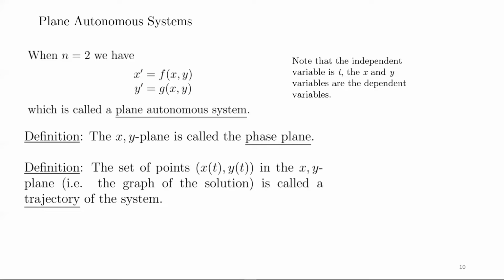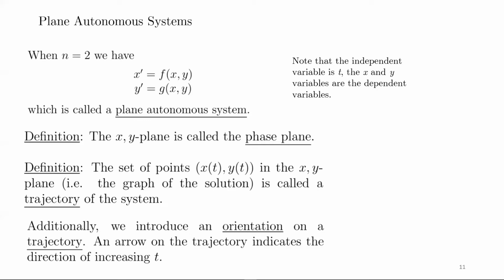As we discussed in lecture 31, the set of points x of t, y of t in the xy plane, sometimes called the graph of the solution, is called a trajectory of the system. In the last lecture, we plotted some trajectories of a system. But we also introduced the orientation on a trajectory, which is just the arrow on the trajectory indicating the direction of increasing time, or increasing t. So we're just reminding ourselves, and we're going to advance that a little bit now.